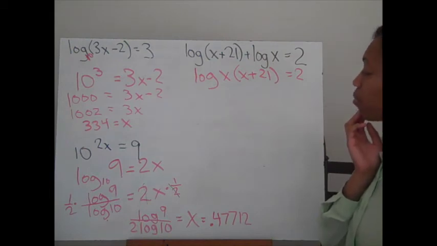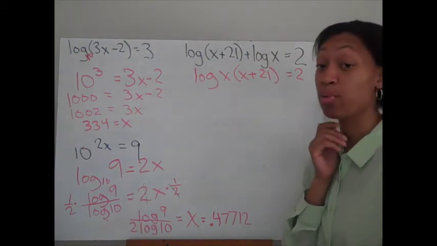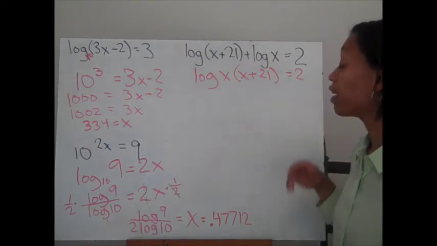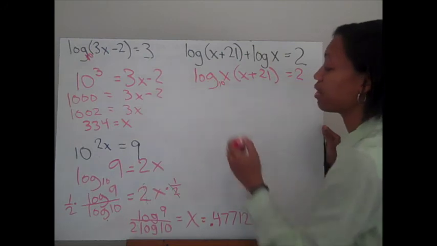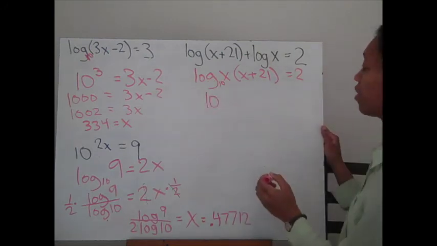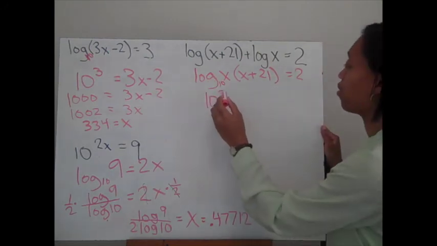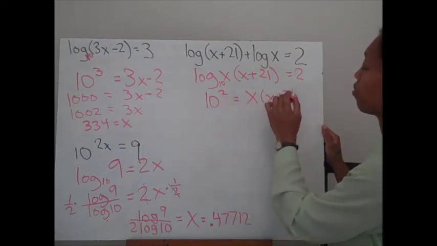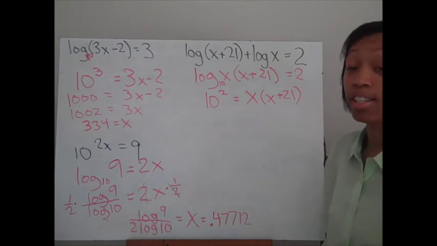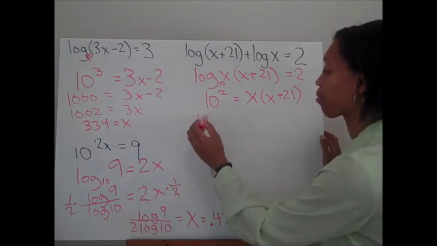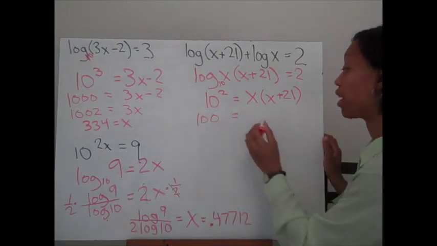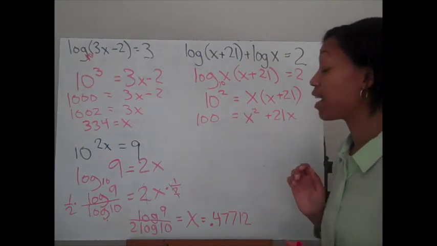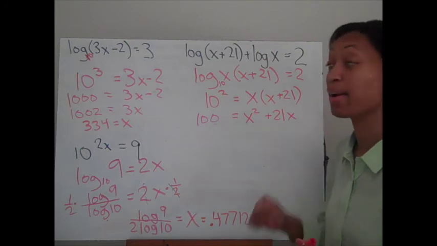Now, after I've multiplied, I need to rewrite this log as an exponential in order to get rid of the log. This is base 10. I'm going to have 10 to the power of 2 equals x plus 21. 10 squared is 100. Distribute the x. Oh, and looks like we've got ourselves a quadratic equation with an x squared in it.